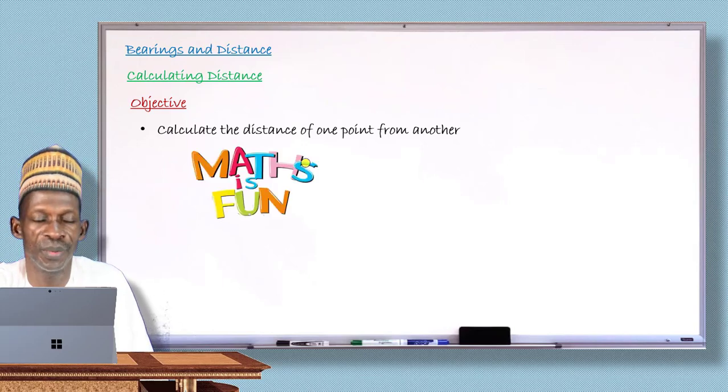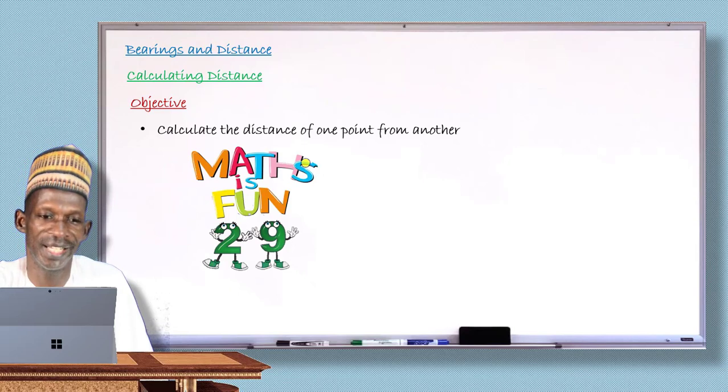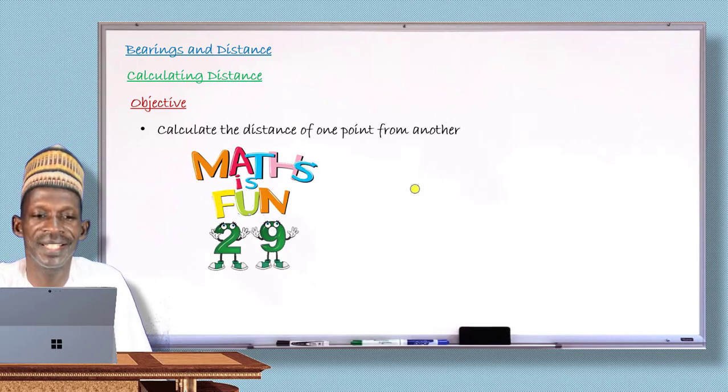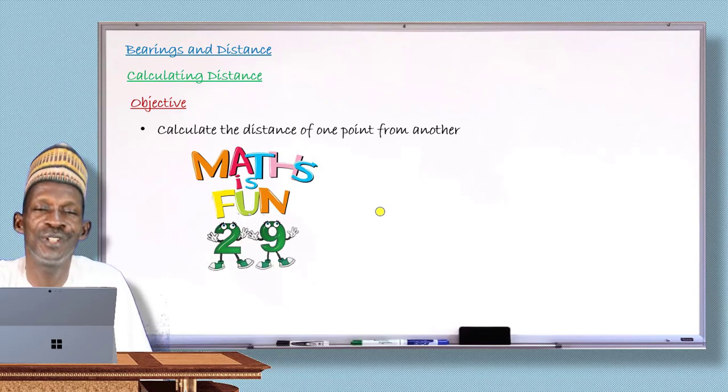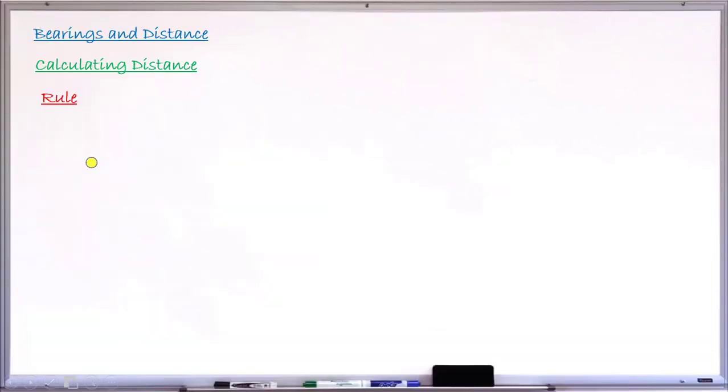So as usual, in your favorite segment of the lesson, that is Maths Expanded, today I'll give you another interesting number. This number is 29. 29 is so special, so interesting, so amazing. In fact, I'll tell you what is interesting about this number if you stay to the very end of this lesson. To begin the lesson, my dear student, let us learn the rule.